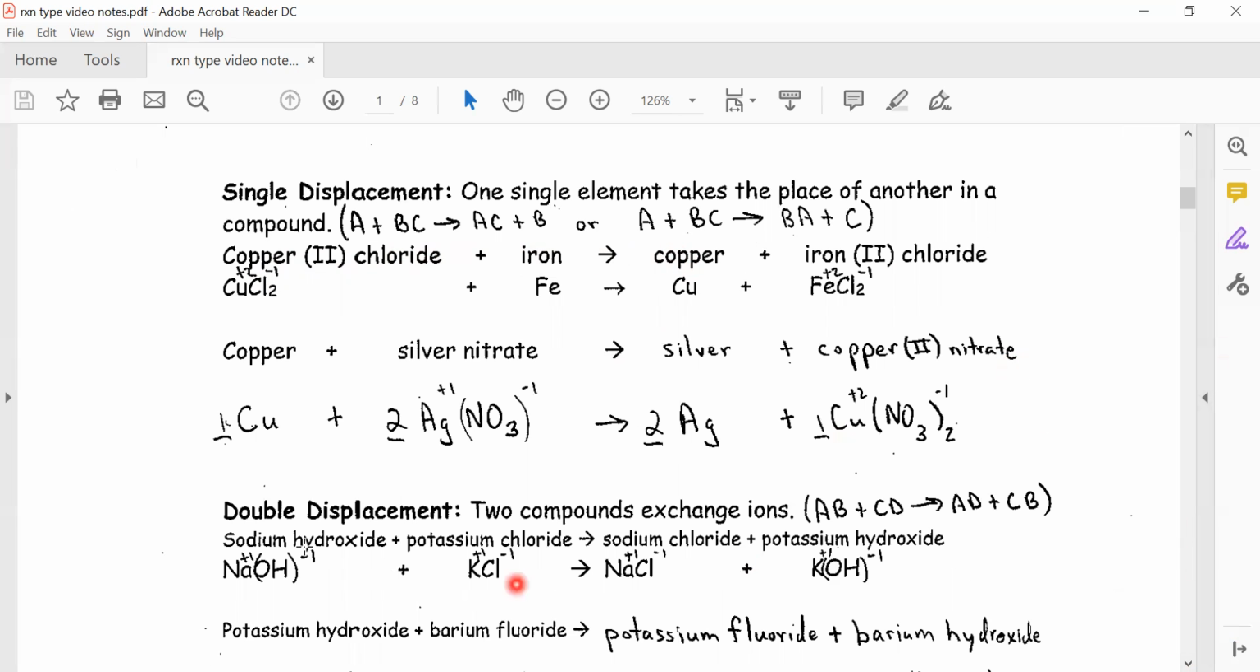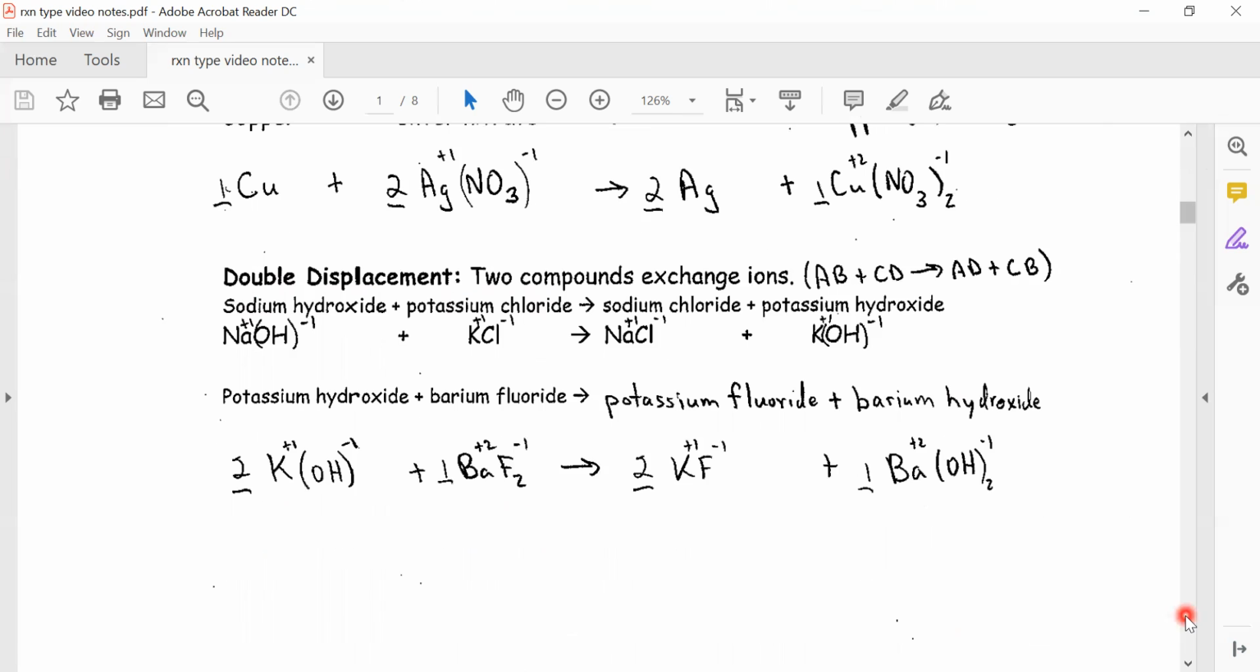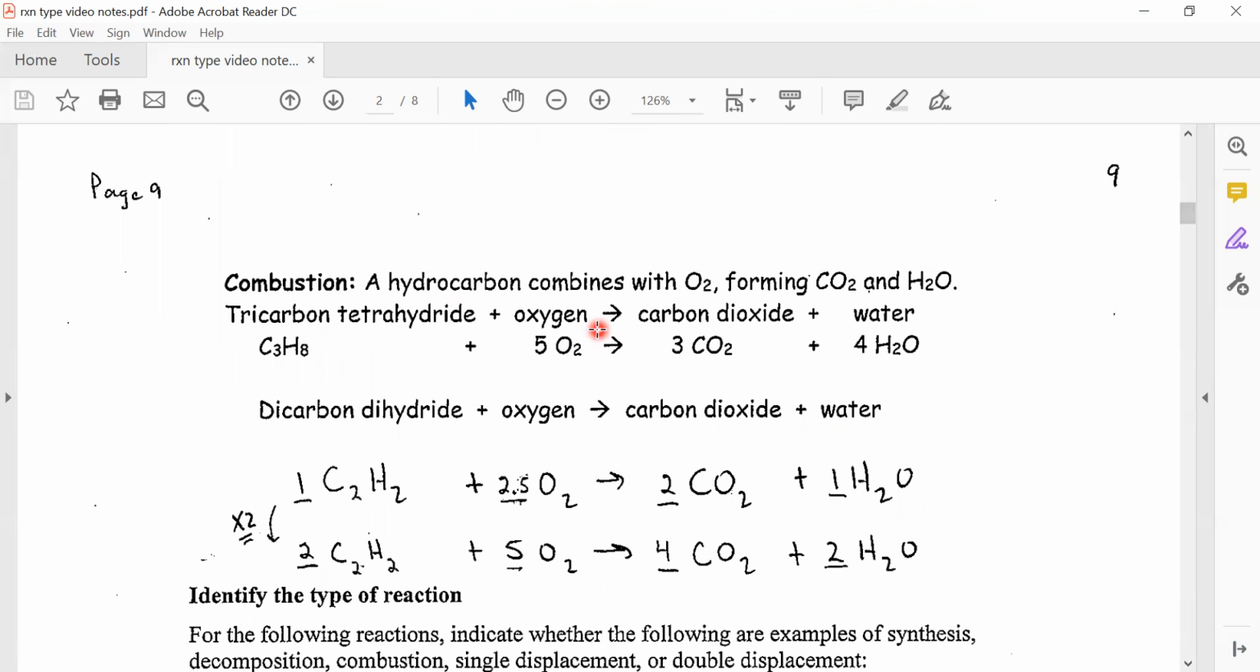And this is a double displacement or double replacement, where this positive ion now goes with this negative ion, sodium chloride, and this positive ion goes with this negative ion, potassium hydroxide. And finally, combustion of a hydrocarbon, which would be taking a carbon-hydrogen molecule, combining it with oxygen, and getting CO2 and H2O, carbon dioxide and water.